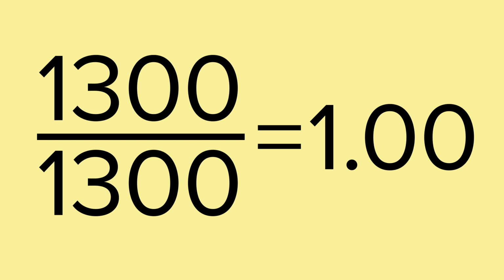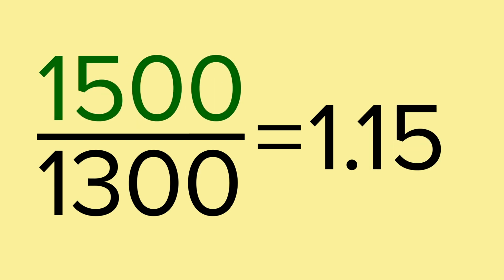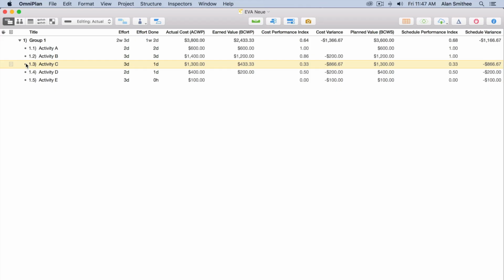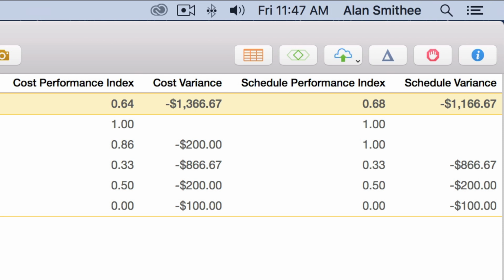Of course, if you are ahead of schedule and under budget, you could see positive variances and indexes greater than 1. All of these calculations flow into the group that the tasks belong to, so you can see how the group as a whole is performing.